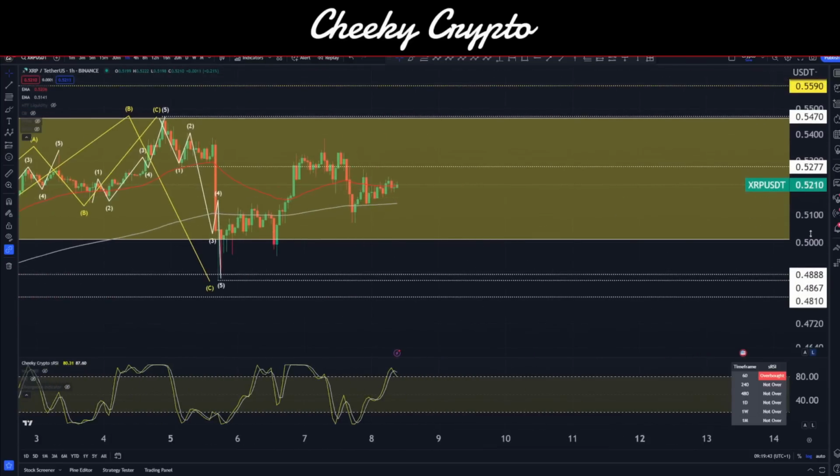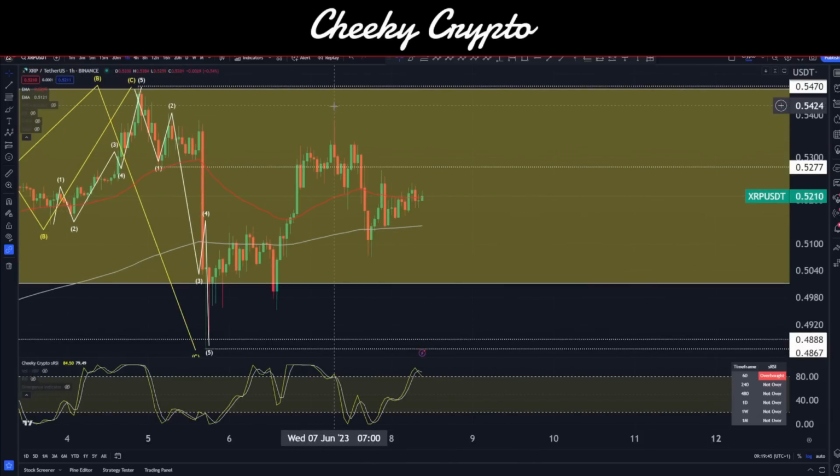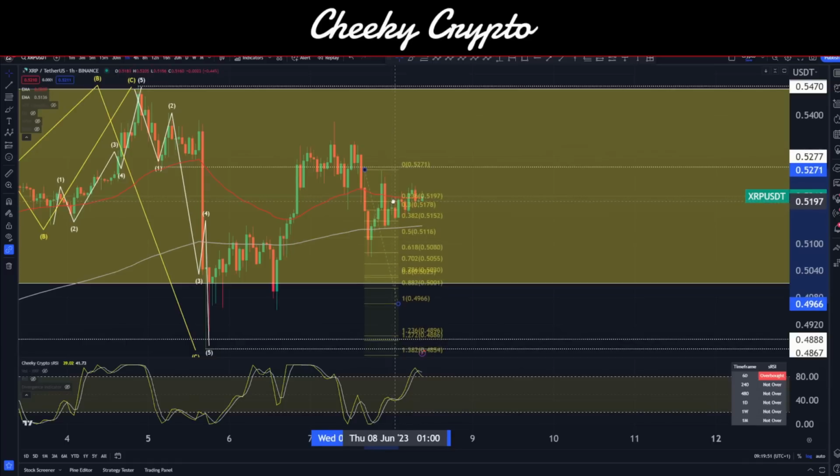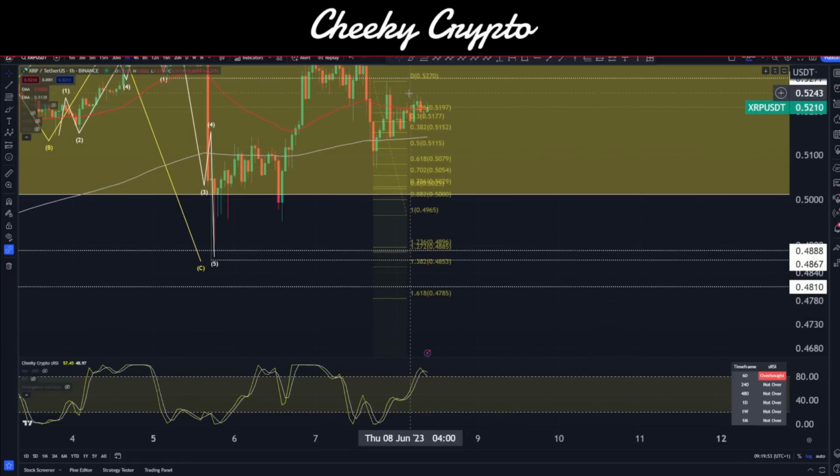There's a couple of reasons for this. As we take a look, we can see that we have this drop, and we bounced up. If I measure the distance from the low to the high and move this over to our bounce here, we can see a potential move down towards 49.